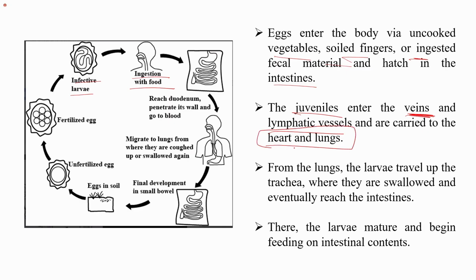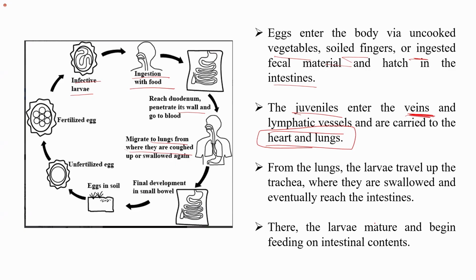like the heart and lungs. So basically, they reach the duodenum first. So they reach the intestine. They hatch there. They penetrate into the blood vessels like veins and into the lymphatic vessels, and then they are good to go with the blood. So with the help of the blood, they migrate to the lungs, from where they are coughed up or swallowed again.